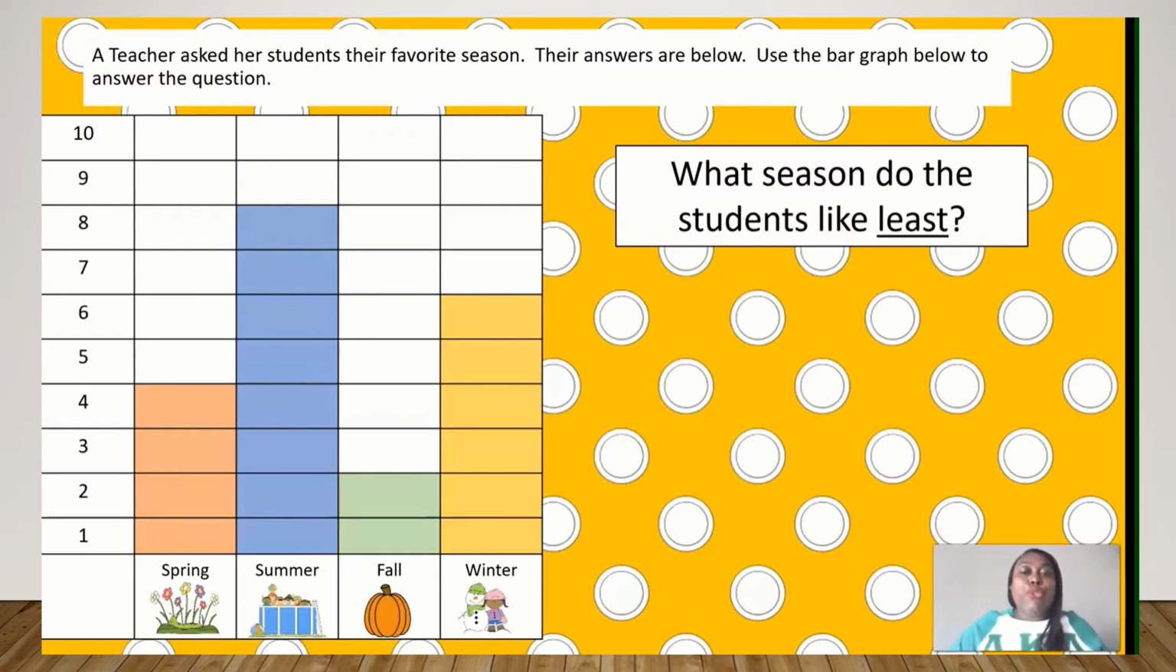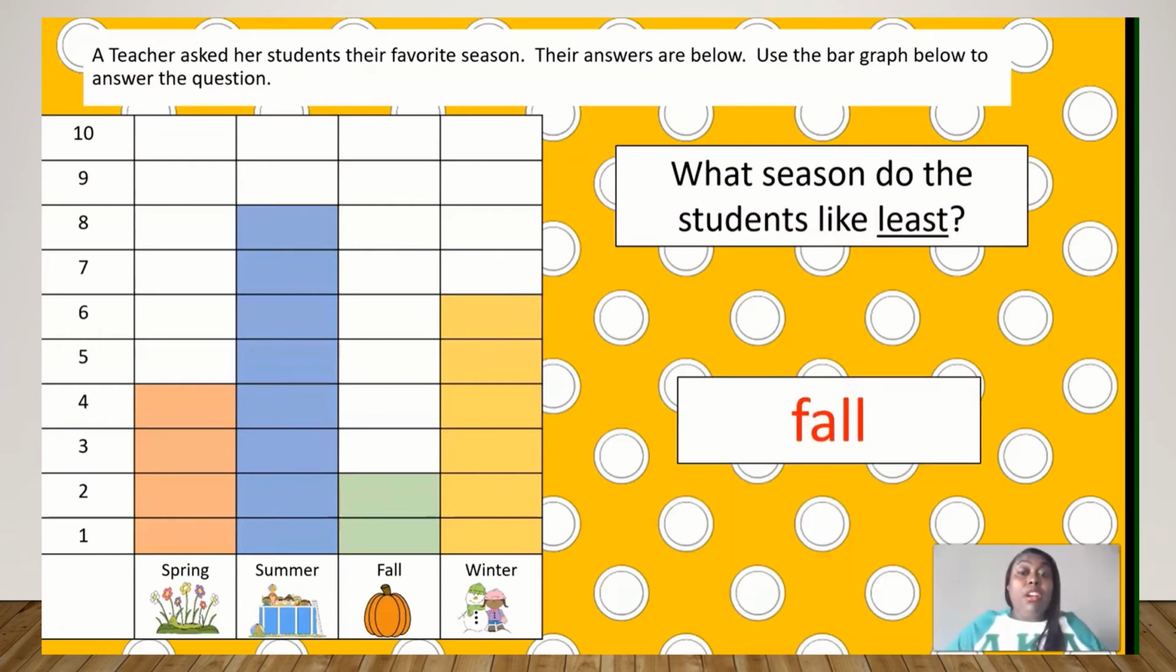What season do students like least? Boys and girls, least means just a little bit. So now I'm looking for the number of boxes that's shaded just a little bit or less. Do you guys agree? Only two students chose fall compared to all the others. So, boys and girls, fall is the season that's liked the least.